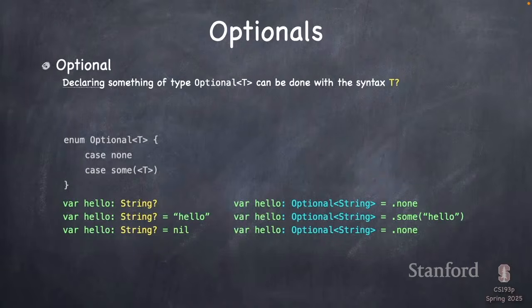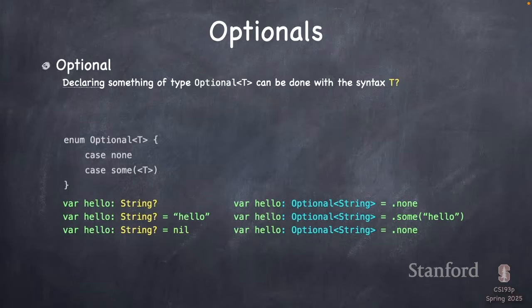And we do that with the question mark. So look at these three variables down at the bottom here, var hello. All three of them are of type optional string, optional angle brackets string, and optional enum, whose associated value is a string. That's how we declare it. We don't say optional angle bracket string. No one would ever type that. We would say string question mark.